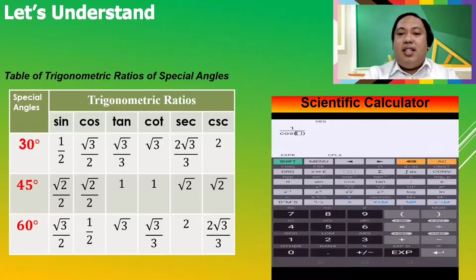We have secant 60 degrees equals 2. And we have cosecant 60 degrees equals 2 square root of 3 over 3.